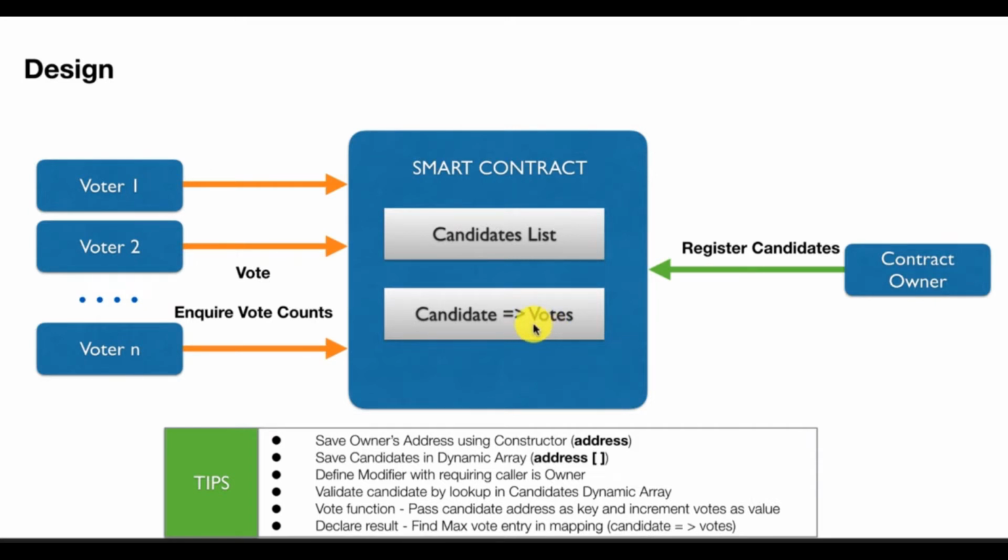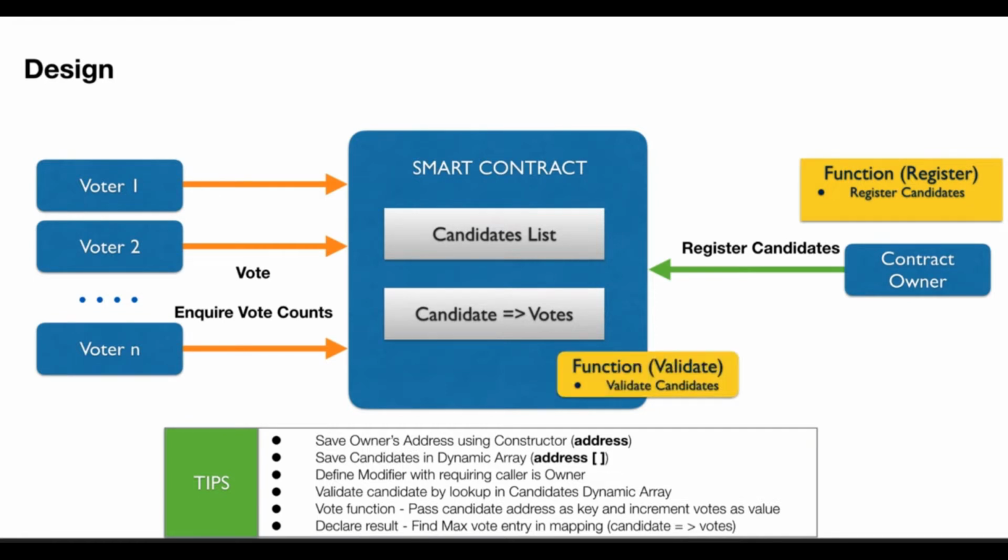Then we will need one constructor to store the owner's address, one modifier which will have require owner only to execute some particular function like registration of the candidates. Then we can have functions like a function to register the candidate, and that is to push candidates addresses to dynamic array. Another function to validate the candidates.